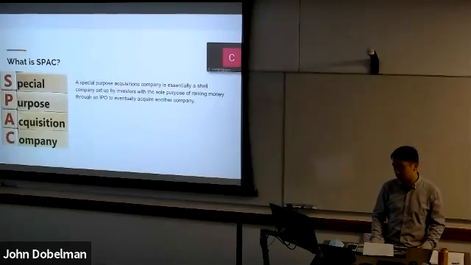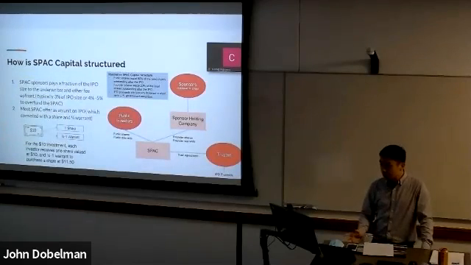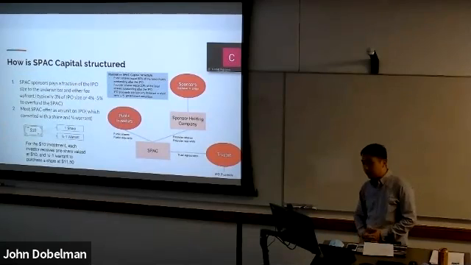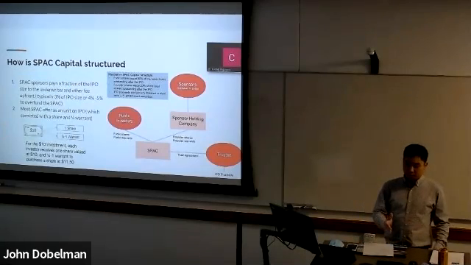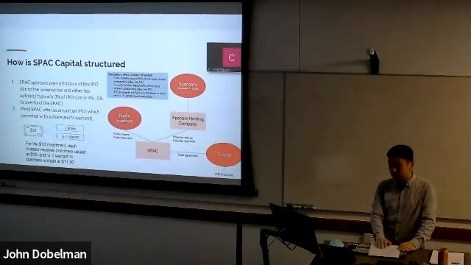So nothing very special for the shell company. They only have cash in their balance sheet already. So how is a SPAC's capital structure? Let's say here a SPAC wants to go to IPO.